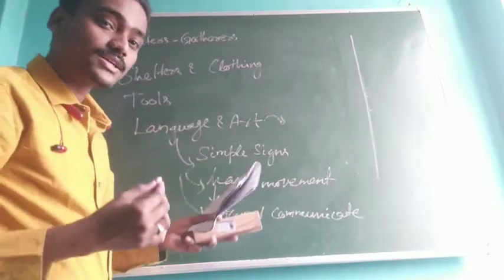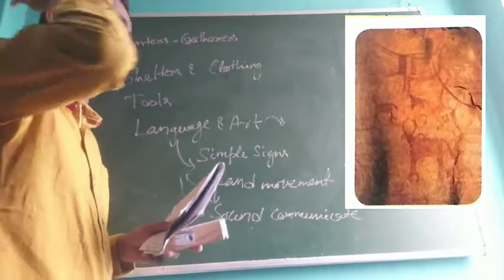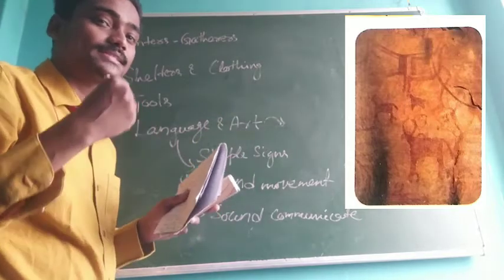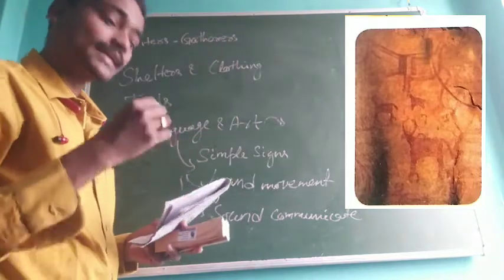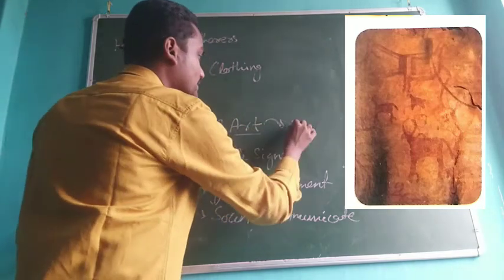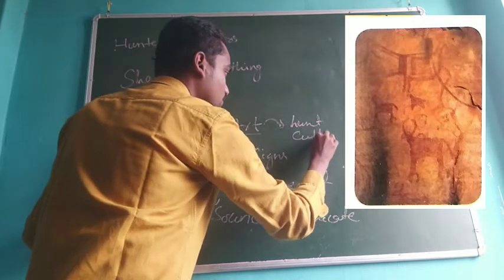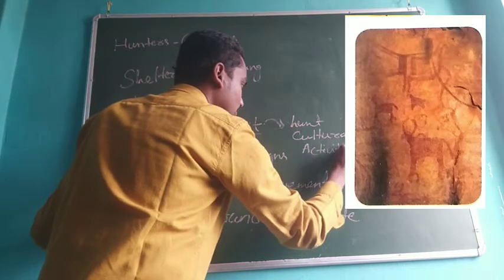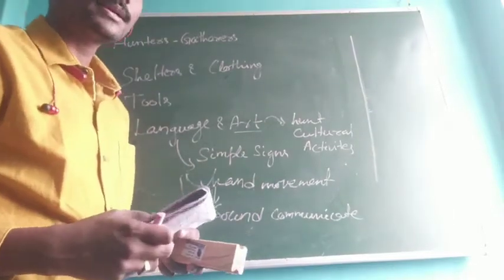In art we have already discussed. There is a picture of cave art where there is an animal hunting and other things. From their art at that time we can see how they hunted the animals and what type of dancing or cultural activities they performed. From art, what do we get? How they hunted the animals and their cultural activities. Okay. Understood? Next, let's proceed to our next concept.